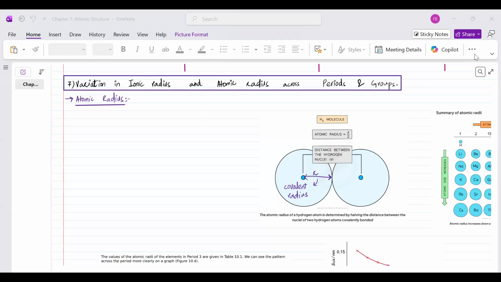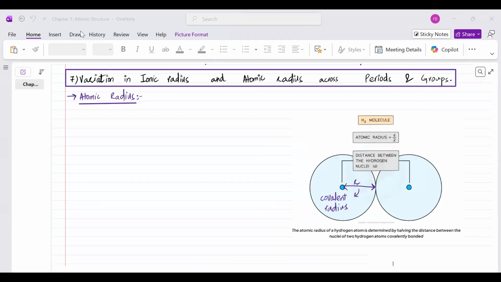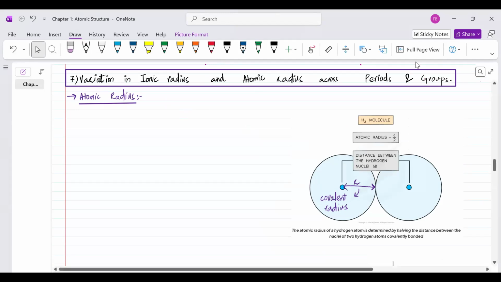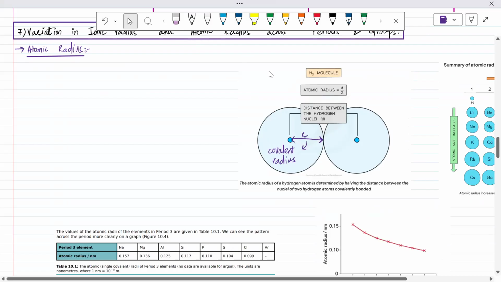Now we are going to start with the variation in the ionic radii and the atomic radius across the periods and the groups. Okay. Do you know what atomic radii is? What is atomic radius when we talk about this?